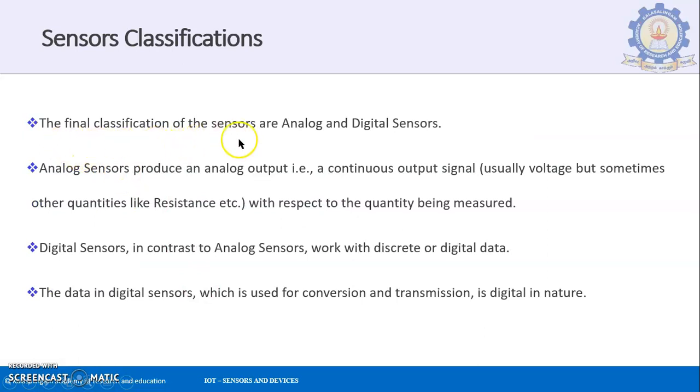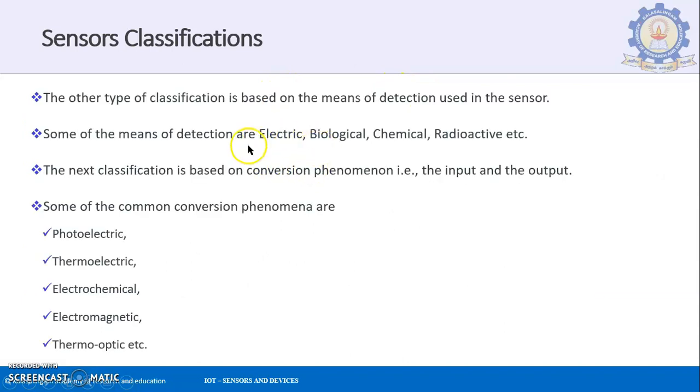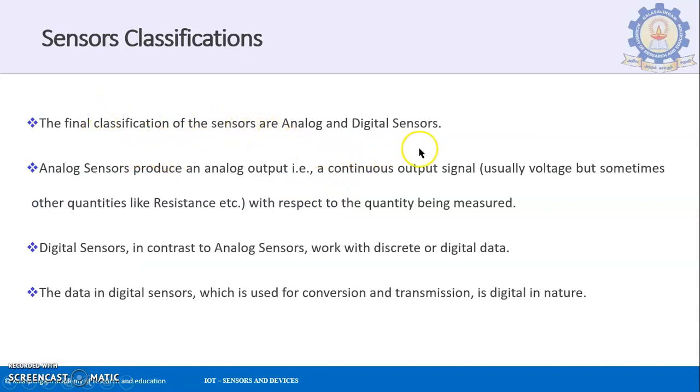The final classification of sensors is analog and digital. We've seen the active and passive. We've seen another type by means of detection. We've seen another category by the conversion principle. And the fourth category of sensor classification is based on analog and digital sensors. Some sensors give analog data and some sensors give output as digital data. Analog sensors produce an analog output. This output is given to the input of your microcontroller. So a sensor that gives an analog output to a microcontroller is called an analog sensor. That is, it sends a continuous output signal.